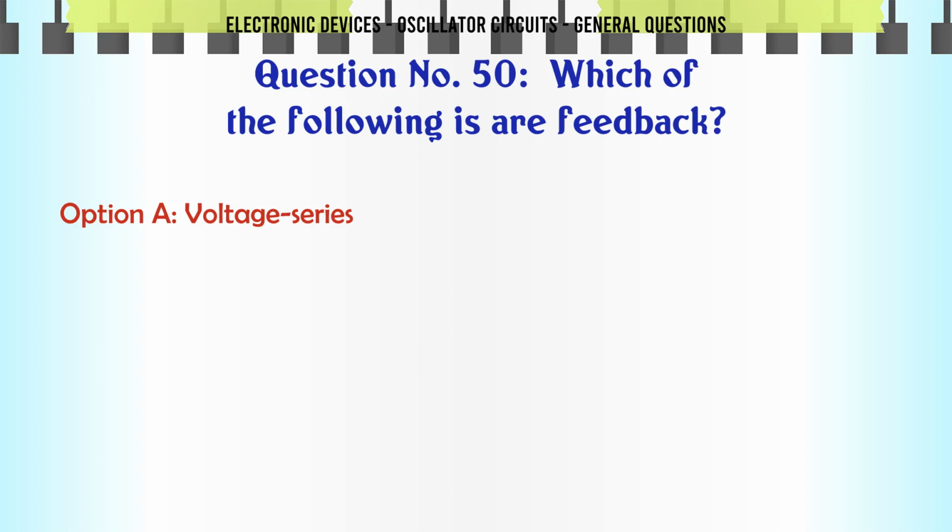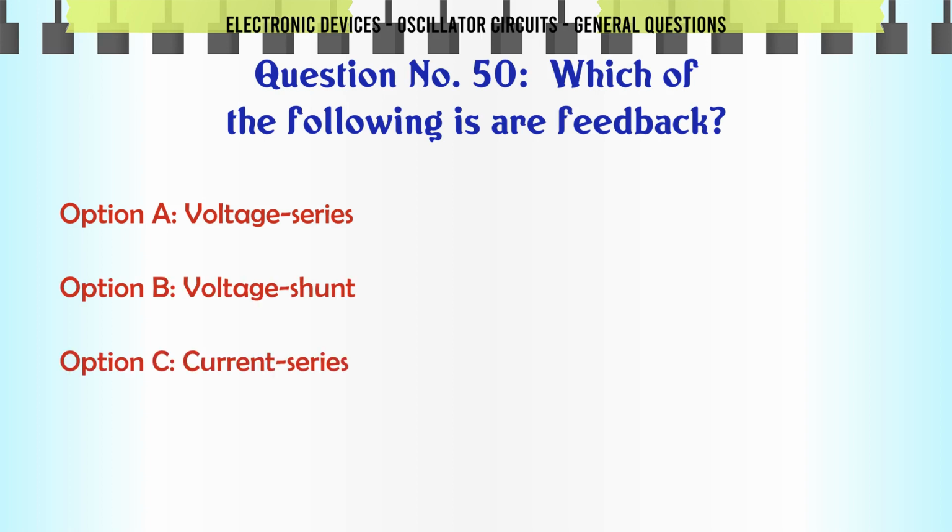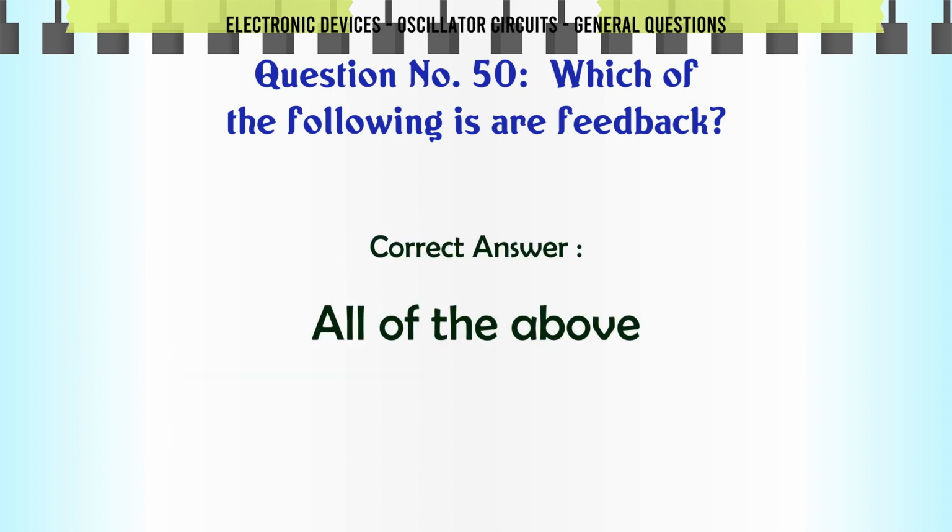Which of the following is our feedback? A. Voltage series. B. Voltage shunt. C. Current series. D. All of the above. The correct answer is all of the above.